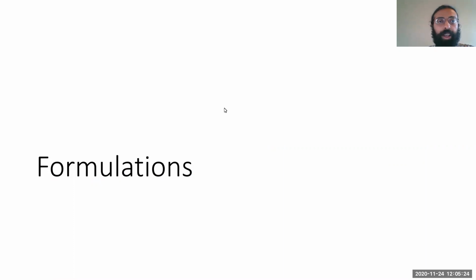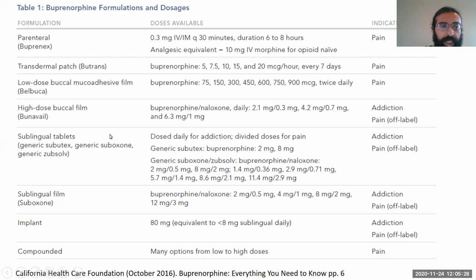So as we begin, a note on formulations of buprenorphine. This is just a list, and I know our Bear Valley contingent is present. The California Healthcare Foundation has made this available. It's public domain and available in many forms, but I found the one that the California Healthcare Foundation has made available the most user-friendly. So that's what I've included here for reference for you guys.